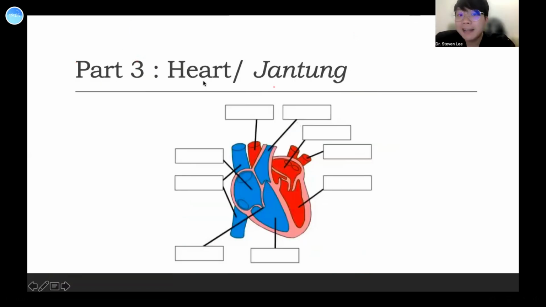So we go to part 3. Part 3 is the heart. The heart is a simple organ but difficult actually. If you want to really study it at a higher level, it's not easy. But anyhow, we are going to fill in the blanks. Okay, we go clockwise. This picture is in your notes as well. Please get your notes and you can see you have this picture as well. We'll go through it again.